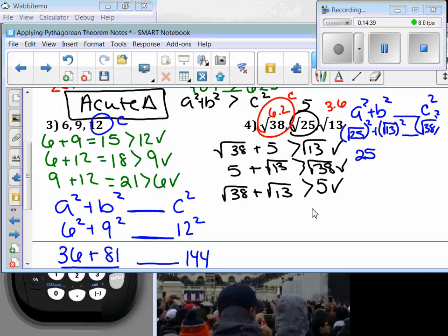So we just said the square root of 13 squared was 13, and the square root of 38 squared was a 38. We can combine our terms. 25 plus 13 gives us a 38. So if we're comparing both sides, left to right, we know 38 and 38 are equal. So if they're equal, we know this is a right triangle.